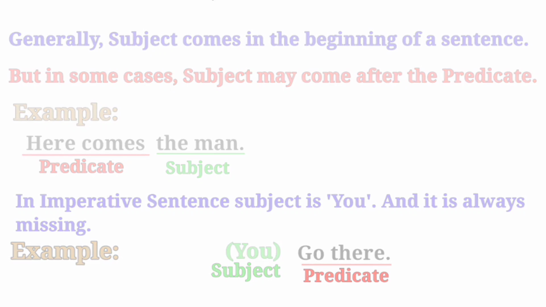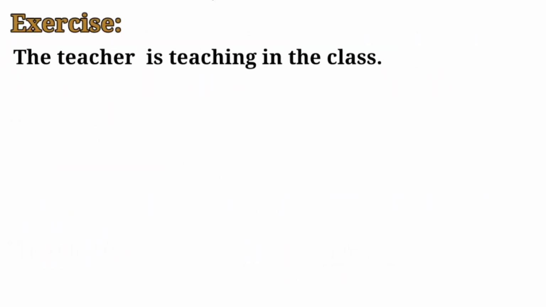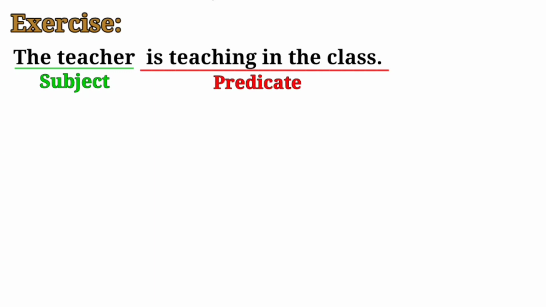Let's see some exercise. The teacher is teaching in the class. In this sentence, we are talking about the teacher. So, the teacher is the subject of the sentence. And what is the teacher doing? Teacher is teaching in the class. So, is teaching in the class is the predicate part of the sentence.